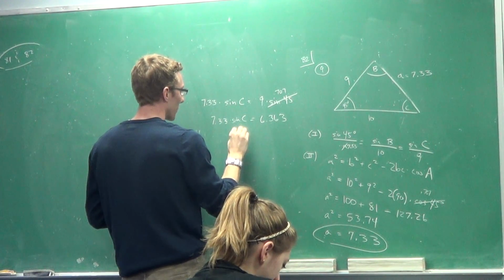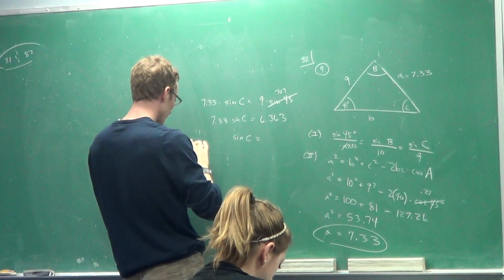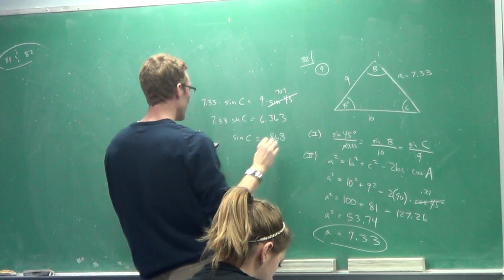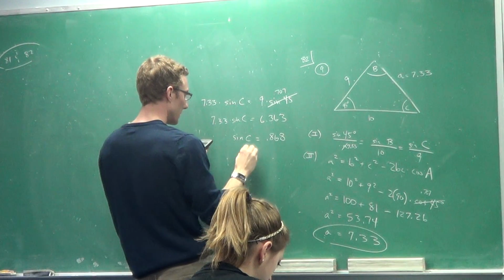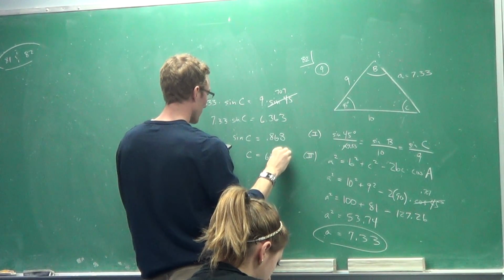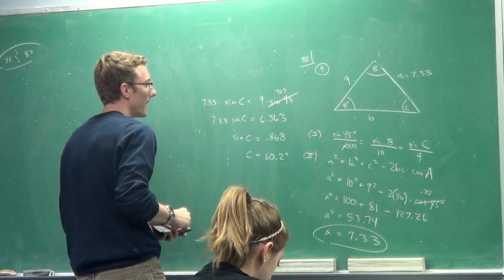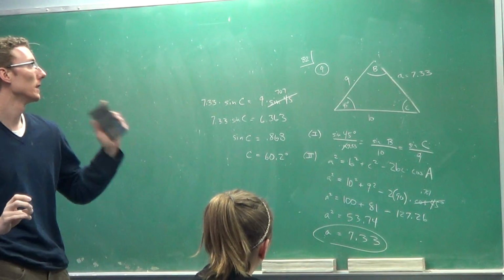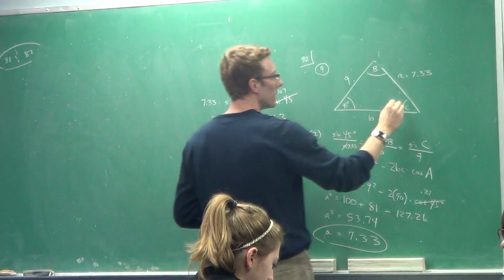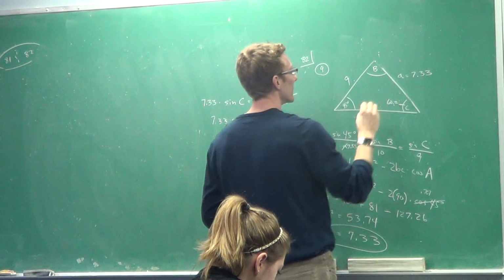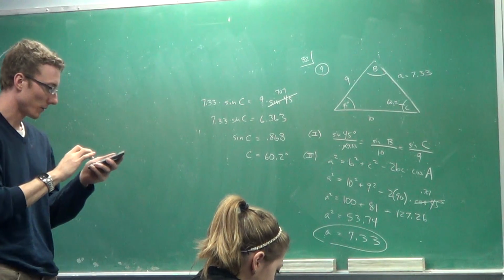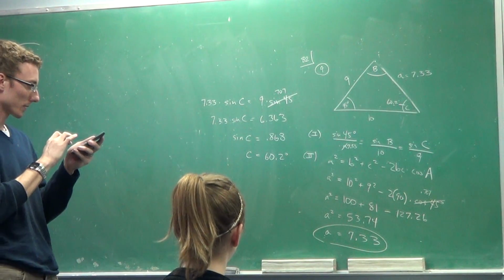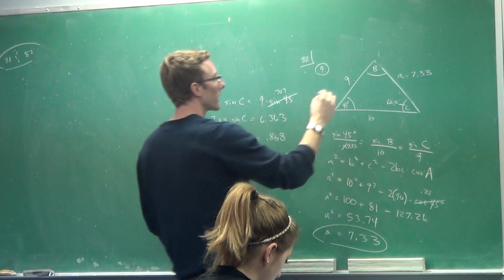Divide by 7.33. And we'll get sine of C equals 0.868. Inverse sine, C is 60.2 degrees. And we know that it has to be 60.2 and not the obtuse angle because we're dealing with the middle angle, which cannot be obtuse. And then at that point, if you know the one is 60.2 and you know the other angle is 45, you can subtract from 180 and get 74.8.